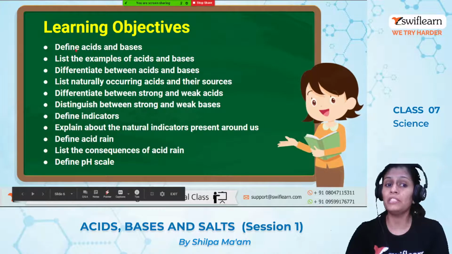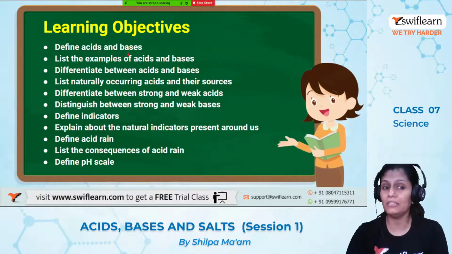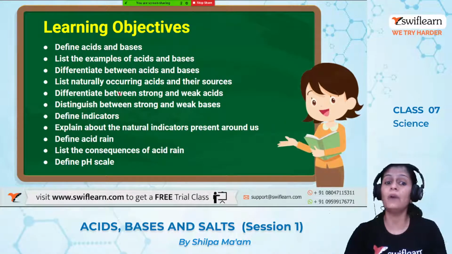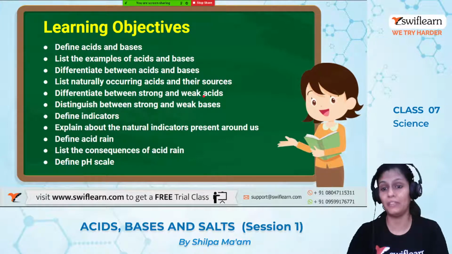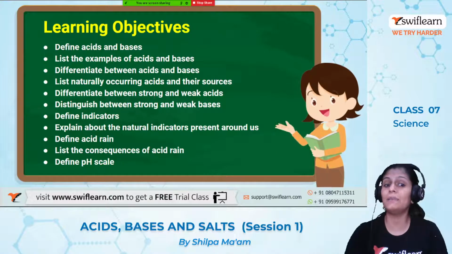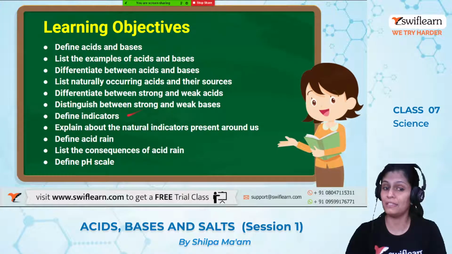Our objectives for today are: What are acids and bases? What are the examples of acids and bases? How can we differentiate between acids and bases? And we have acids that occur in nature, so we'll be discussing naturally occurring acids and where they come from. What are their sources? And how can we differentiate between strong and weak acids? Some acids are very weak, which are not reactive, and some acids react immediately. They are strong acids. Just like that, we'll be discussing strong and weak bases.